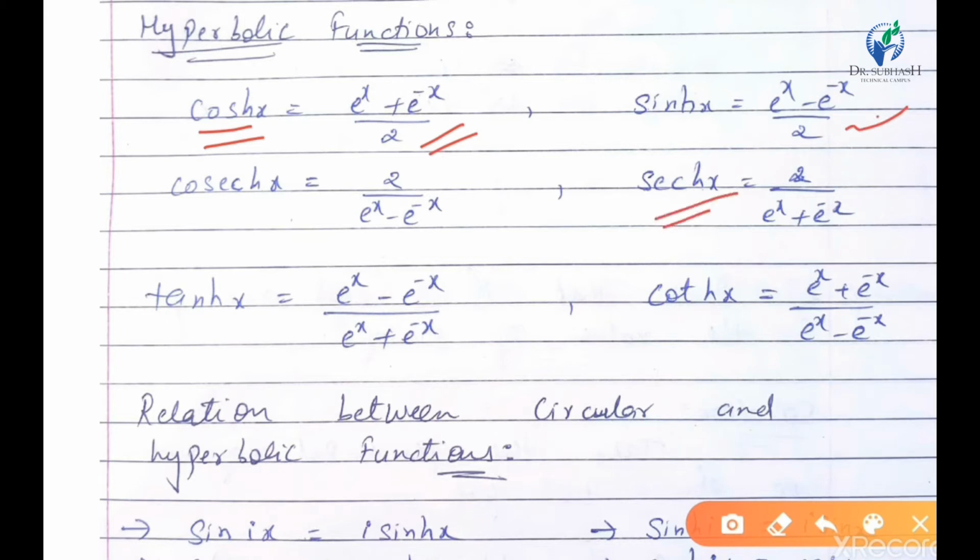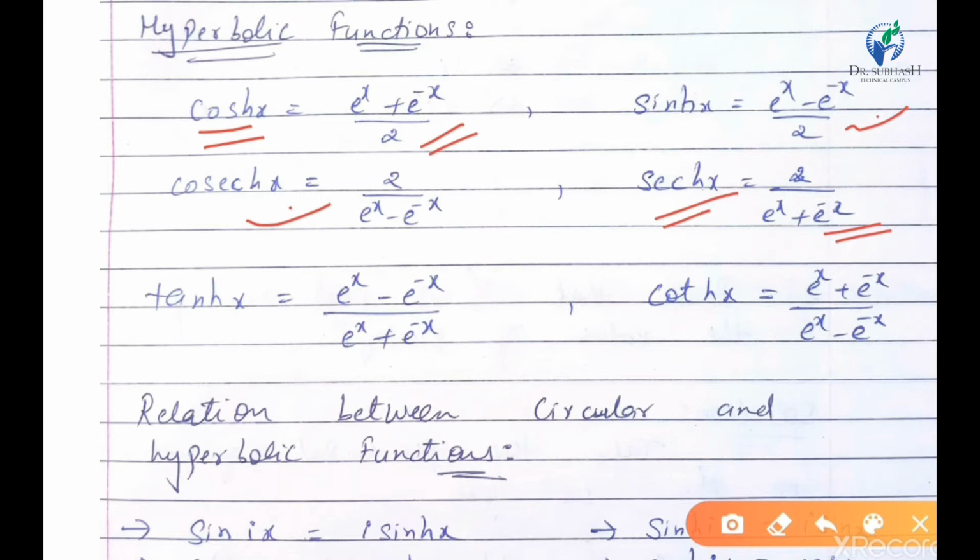Now sech x is equal to, we know, 1 upon cosh x. So this will be the reciprocal of cosh x. So it can be written as 2 upon e raised to x plus e raised to minus x. Similarly, cosech x is equal to 2 upon e raised to x minus e raised to minus x. This will be the reciprocal of sinh x.